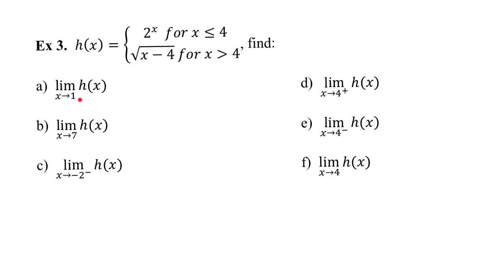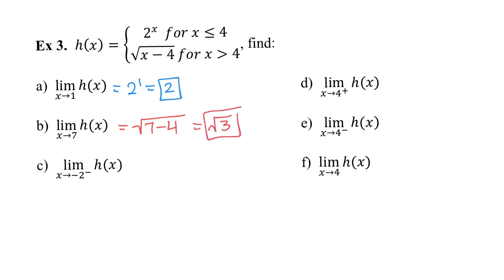Okay, so for x is 1, 1 is less than or equal to 4, so I'm going to use 2 to the x. So 2 to the 1 equals 2. Okay, for x is 7, 7 is greater than 4, so I'm going to use this algebraic expression. So square root of 3.